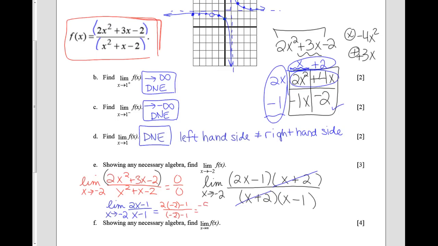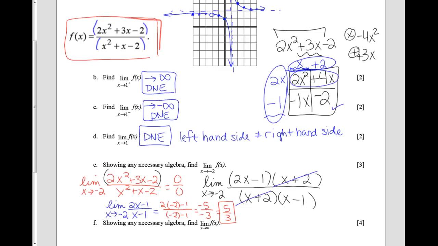So on the top, I would have a negative 5, and on the bottom, I would have negative 3. Negative 5/3 reduces to positive 5/3. So that's my limit. And if you remember back when we looked at the table, when I found the value that was close to negative 2, I had 1.66 something, and that's about 1 2/3. So this looks like it's making sense.